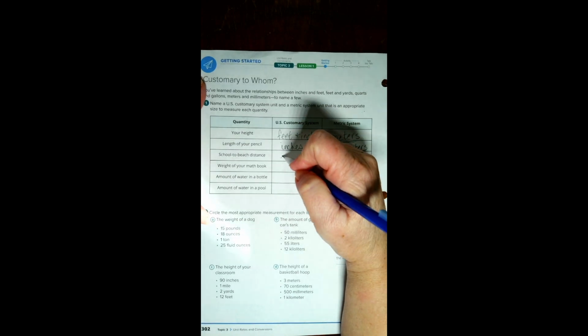So the length of your pencil will be inches. And in the metric system, we wouldn't measure it necessarily in meters, but in a version of meters, a smaller unit called centimeters. So anything that has to do with length will have meters at the end. The prefix will depend on truly how long or short that distance is. School to beach distance in the U.S., we would use miles. We would be silly to measure that in inches or in feet. And in the metric system, we would use kilometers. Some people say kilometers. Either is fine.